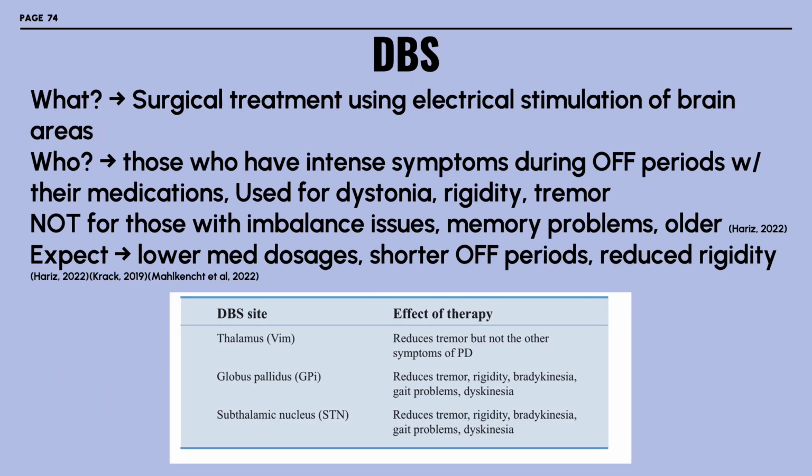Deep brain stimulation is also another surgical treatment to decrease rigidity and other motor symptoms and symptoms in general in Parkinson's disease. Basically, it uses electrical stimulation of brain areas, and it's typically indicated for those with intense symptoms during off periods with their meds, often used for those that experience very intense dystonia, rigidity, and tremors. And it's typically not used for those with imbalance issues, memory problems, or those who are older just because of the surgery and the brain areas that you have to go through. You would expect lower med dosages, shorter off periods, and reduced rigidity with this surgery if it were successful.